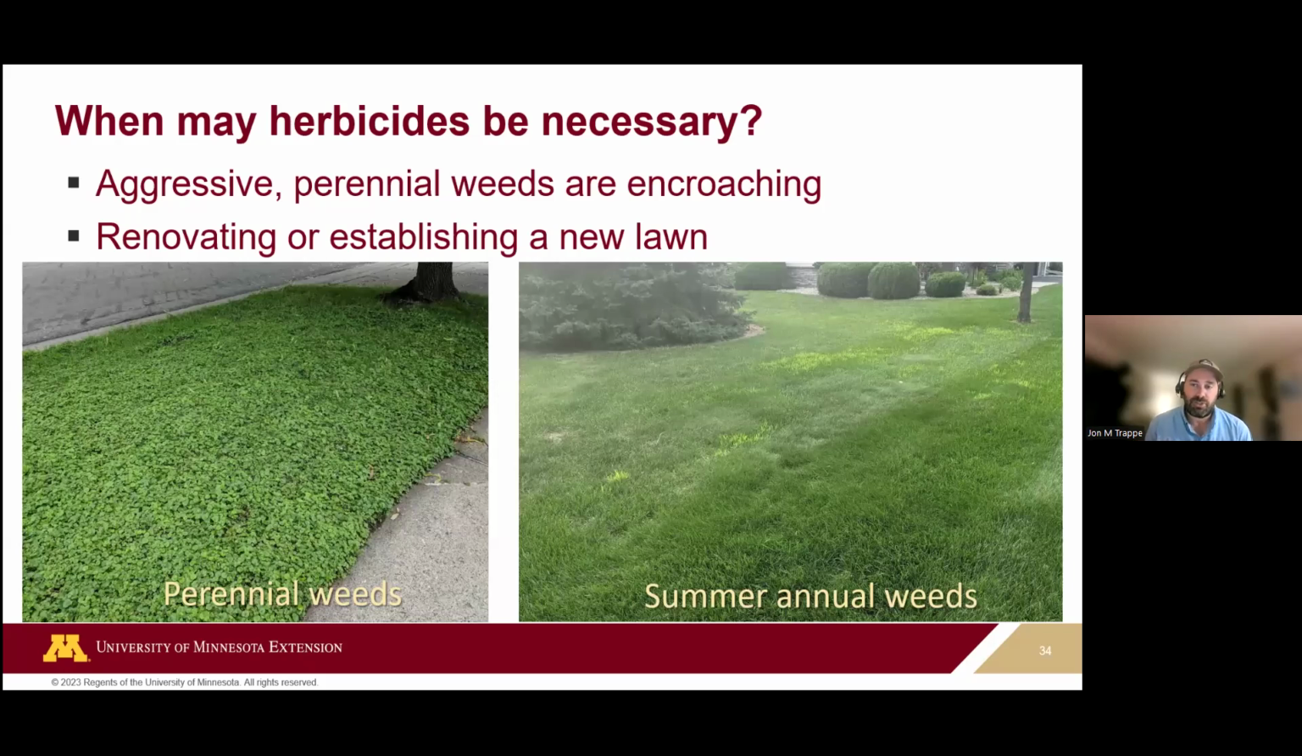So let's say we do have some weeds present. How are we going to manage them? Well, I think it really comes down to what types of weeds do you have growing there. If you have perennial weeds, those are going to be much more difficult to manage through best management practices compared to summer annual weeds like crabgrass. Herbicides typically are recommended more often for aggressive perennial weeds that are encroaching. Those are the types of weeds that once you get them, they're probably going to be there for a while. No amount of cultural practices are going to remove creeping Charlie from a lawn.